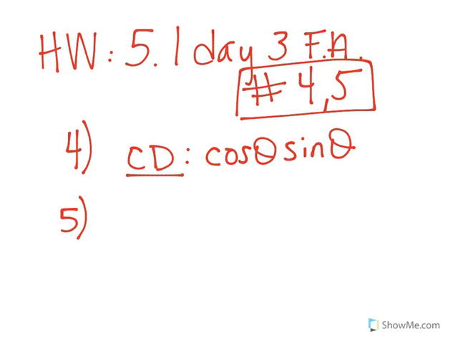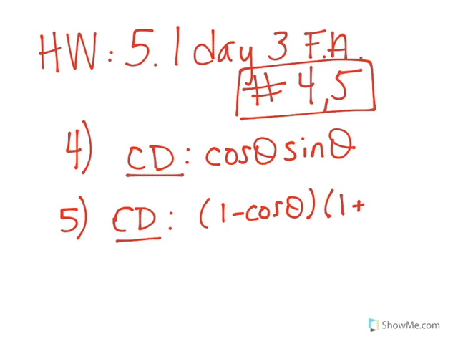Number 5, I actually put a hint on there for you. The common denominator for this one is 1 minus cosine times 1 plus cosine. This one will work out nicely, and it will definitely have a Pythagorean identity. There will definitely be some squares in here that you're going to see. These are a little bit longer problems. I'm only giving you 2, so I want you to take them seriously.